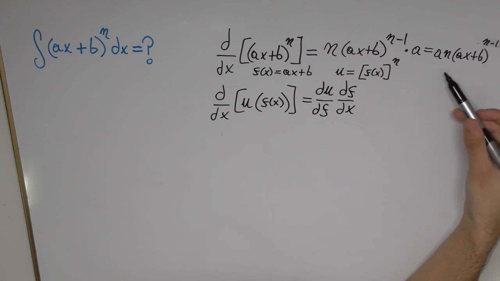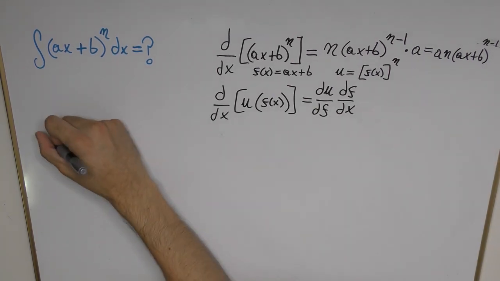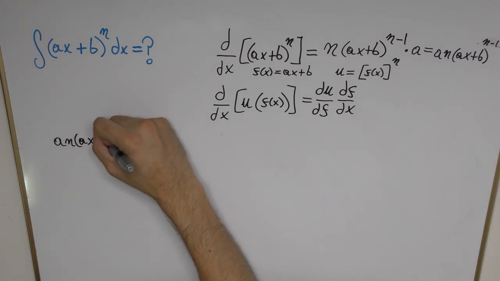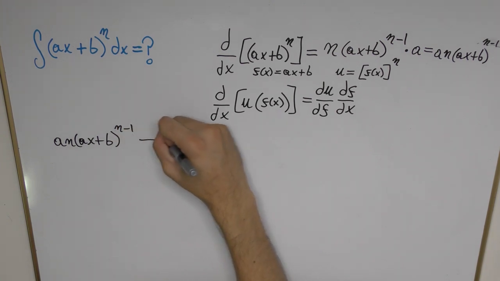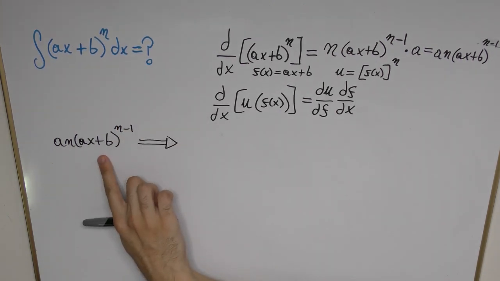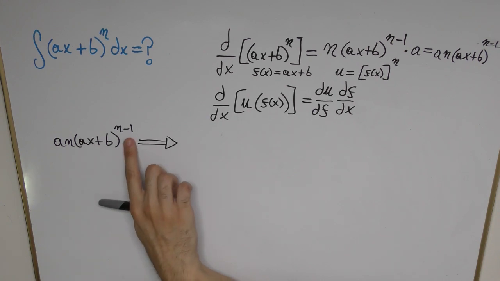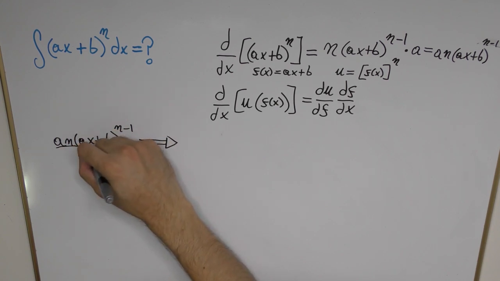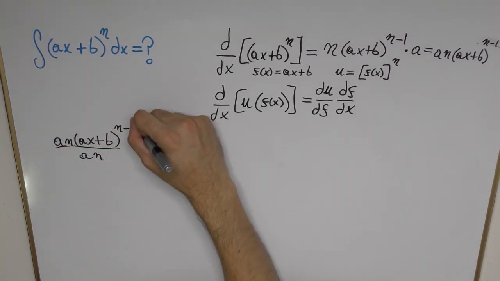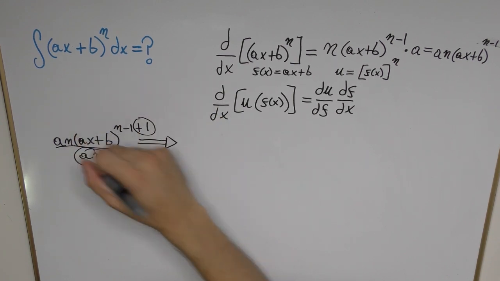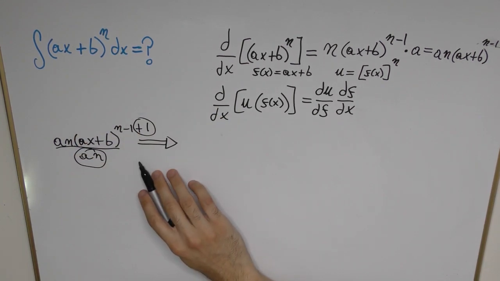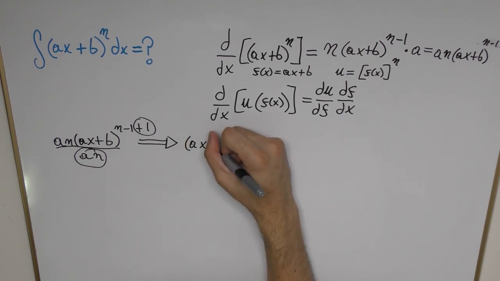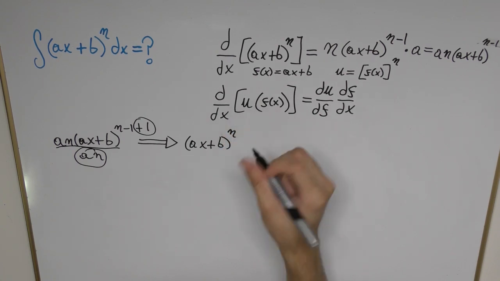Because we know, okay, so let's say we started off with this function. Let's just write it down here. We have an times ax plus b to the power of n minus 1. If we were to take this function and we integrate it, we would essentially just add 1 to the power, and we would divide the whole thing by an. So here we just have a times n, and we're going to add 1 to that power. So there are two operations being performed at the same time. So that means that we're going to end up with ax plus b to the power of n.